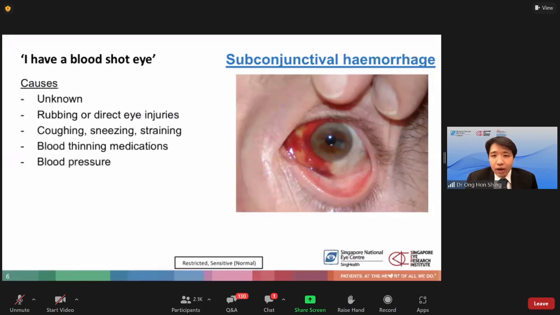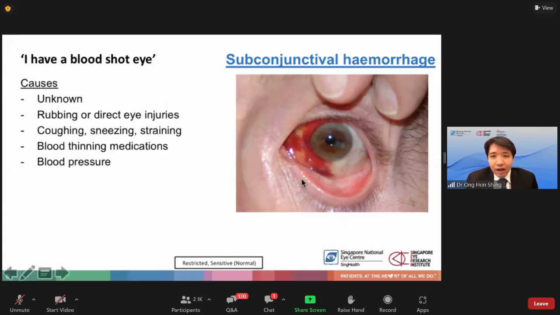There are many causes for subconjunctival hemorrhage. For the vast majority, the cause is unknown. It can also be caused by rubbing your eyes or direct trauma or direct injuries to your eyes. Sometimes coughing and sneezing or straining too hard can result in this, for example, if someone lifts something very heavy. It's more likely to occur in people who are on blood thinning medications, for example, for heart problems, and also has been associated with high blood pressure.